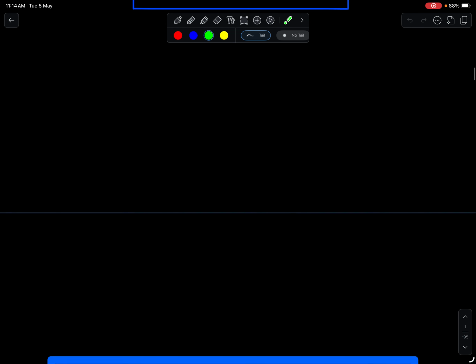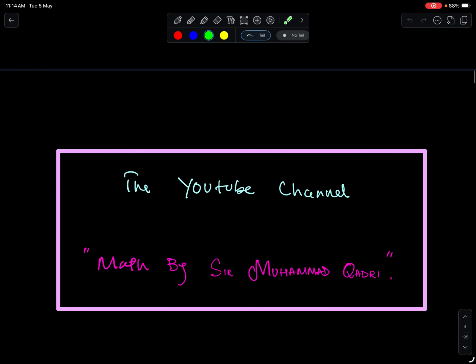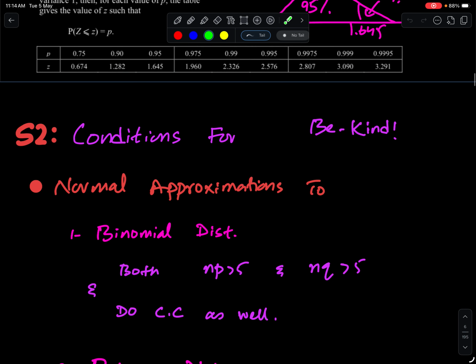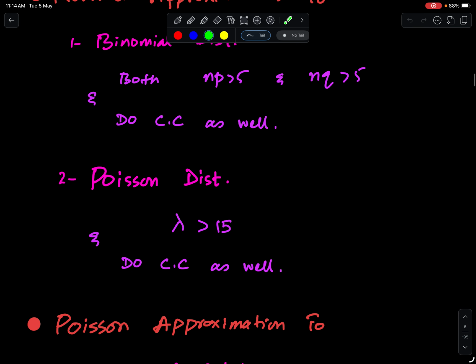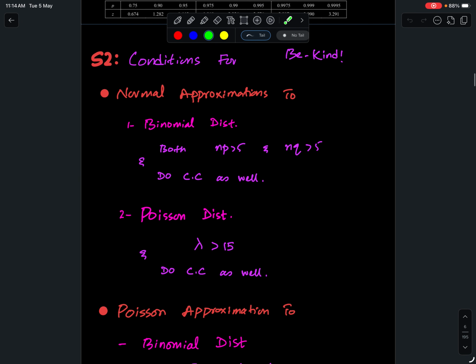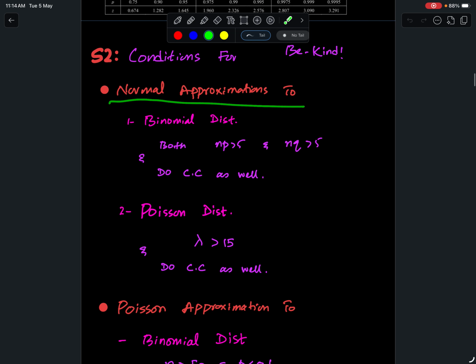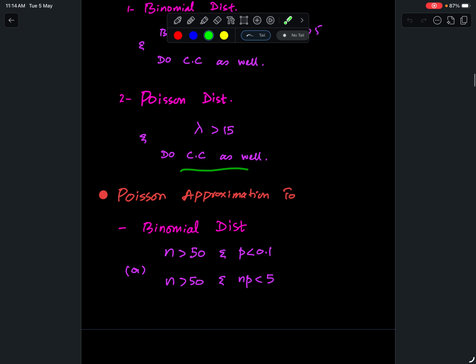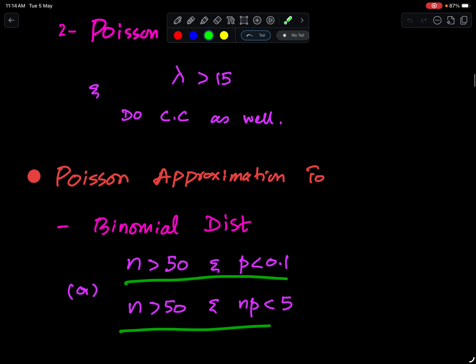Now sampling and estimation. We have done these conditions for normal approximations. Normal approximation to binomial: both np and nq greater than 5, do continuity correction as well. Normal to Poisson: lambda is greater than 15, do continuity correction as well. Poisson to binomial: n greater than 50 and p less than 0.1, or n greater than 50 and np less than 0.5. You can write either one from these two.